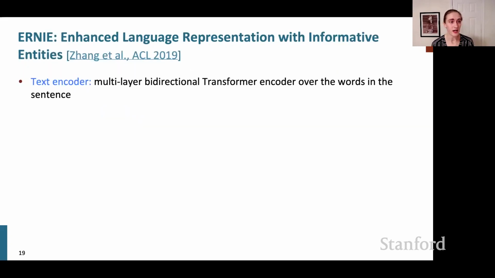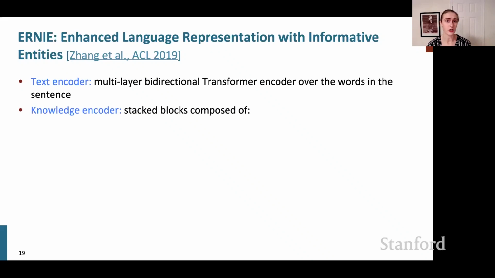So the first approach we're going to talk about is called ERNIE, Enhanced Language Representation with Informative Entities. And so this just builds on what we've already talked about. It uses pre-trained entity embeddings, and it also uses this notion of a fusion layer. So the first block in ERNIE is a text encoder, which is a multi-layer bidirectional transformer encoder. For their experiments, they use BERT, but it doesn't have to be BERT.